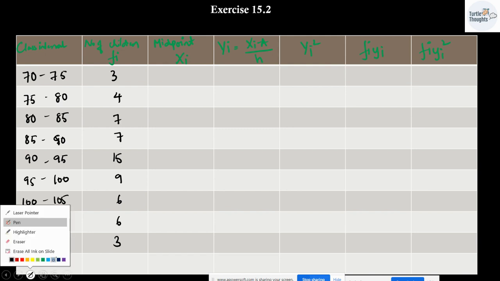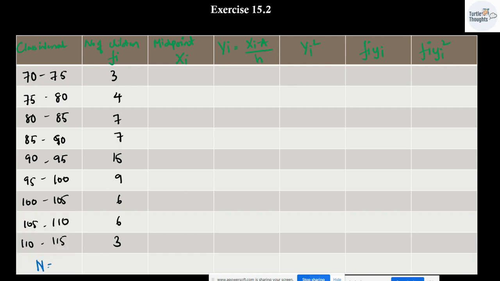I can find out the value of n, which is going to be equal to summation of fi, which is going to be 3, 3 plus 6 is 9, 9 plus 9 is 18, 18 plus 6 is 24, 24 and 15 is 39, 39 and 14 is 53, 53 plus 7, it is going to be 60. The value of n or sigma fi I have got as 60.